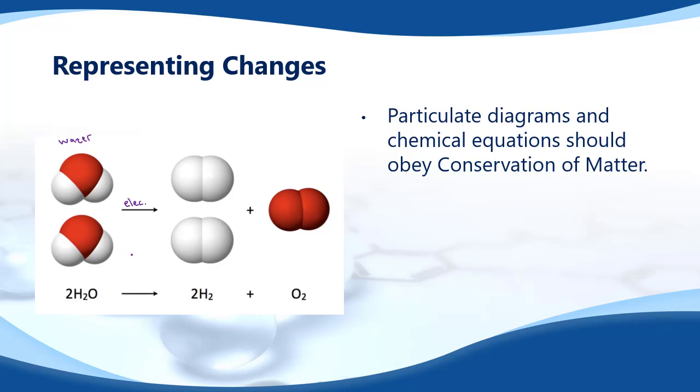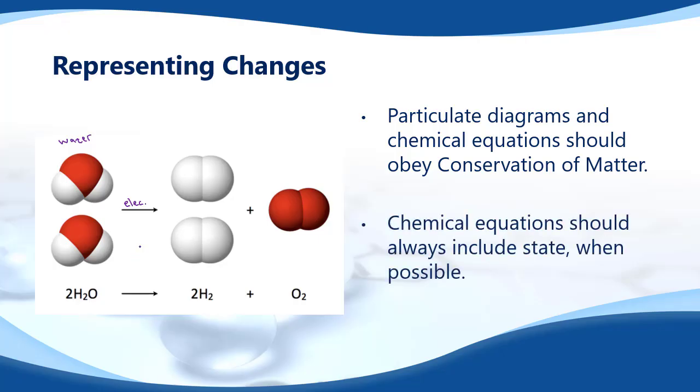The other way that we represent it, which you've seen a million times by now, is just a chemical equation, right? Now, whenever possible, chemical equations should include states of matter. So this right here, we're going to have water. Water is a liquid. Hydrogen is a gas. Oxygen is a gas. And again, it's balanced for conservation of matter.